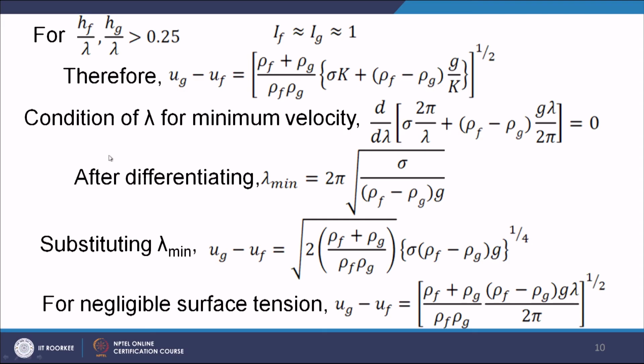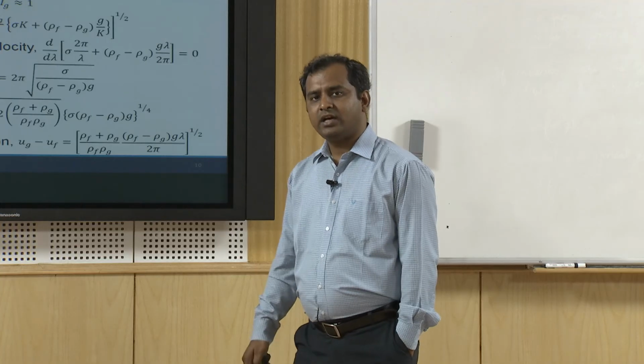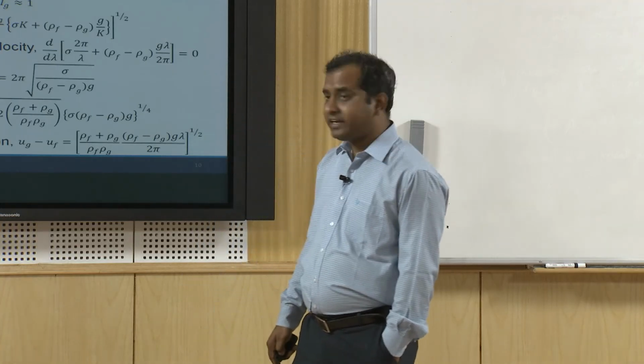So, let us try to find out for what wavelength this relative velocity becomes minimum. Let us differentiate this whole equation with respect to lambda. If you do so, we find del by del lambda of this part is equal to 0 for the minimum velocity, because these are constant terms and will not come into the differentiation. So, this differentiation will give us the minimum condition. Once we do the differentiation, we get that the minimum lambda comes out to be 2 pi root over of sigma by (rho f minus rho g) into g. So, this is the minimum lambda for which you will get the stable solution at minimum velocity.